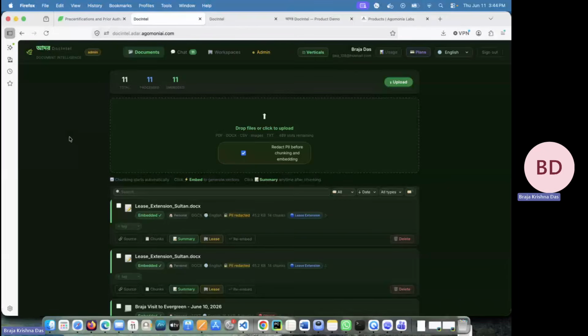I would like to show you our DocIntel's vertical workflow. For healthcare, we have a few vertical workflows. One of them is the patient and doctor conversation, typically called a scribe. So we have that transcript available as a part of this process.